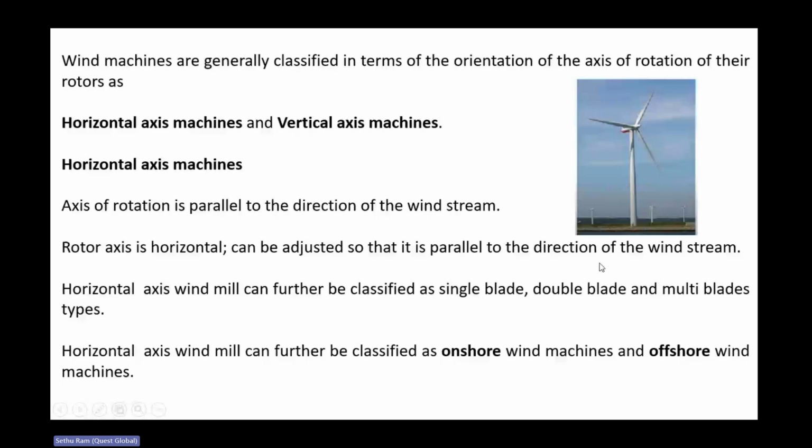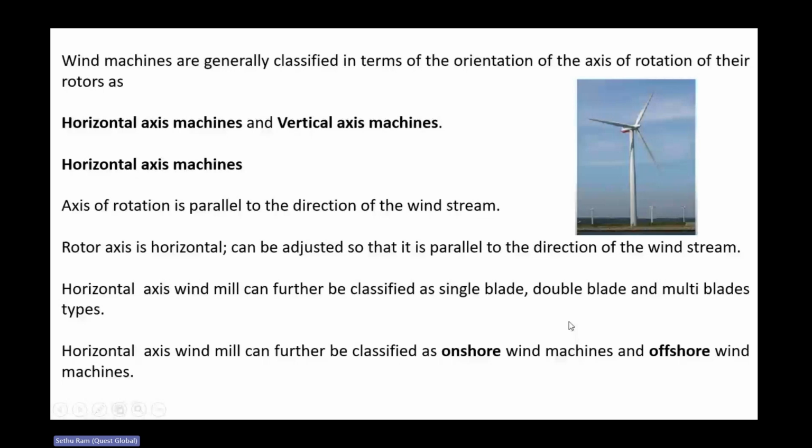A horizontal axis windmill can be further classified into single blade, double blade, and multi-blade. Otherwise, we can also classify them as onshore wind machines and offshore wind machines. Onshore means wind turbines installed on land, and wind turbines installed on the sea water we call offshore wind turbines.